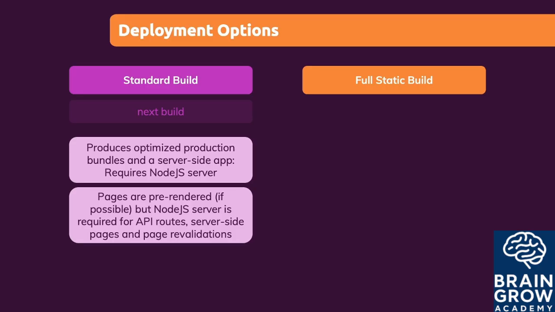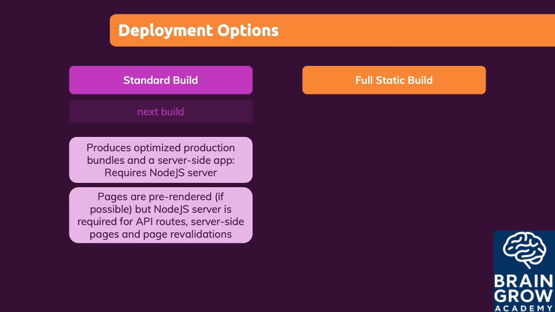Now, don't get me wrong, pages will still be pre-rendered during the build process, if possible. So if you have pages with getStaticProps or with no data at all, those pages will still be pre-built when you run next build. But you still have the Node.js server, as I just explained, for your API routes, which can and should only run on the server, for server-side pages that use the getServerSideProps function, and for page revalidations, which you might want to perform on your statically rendered pages.